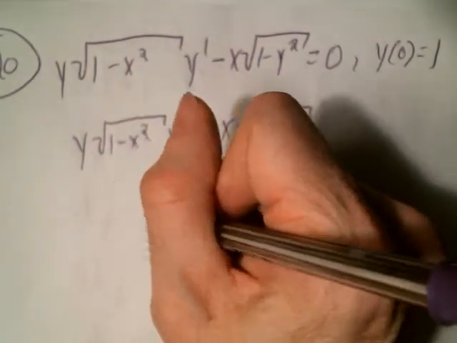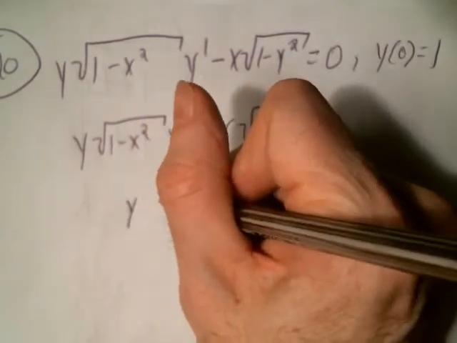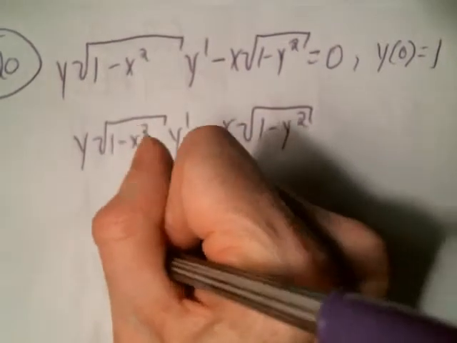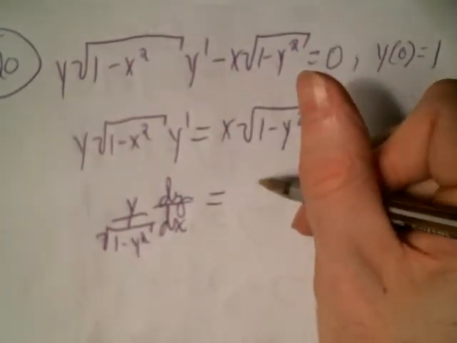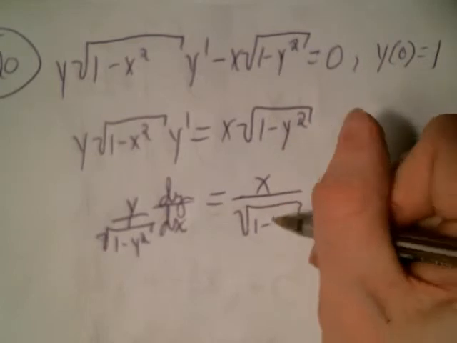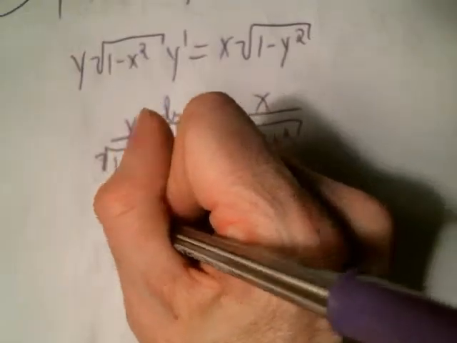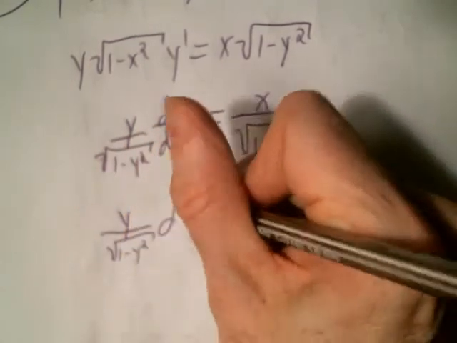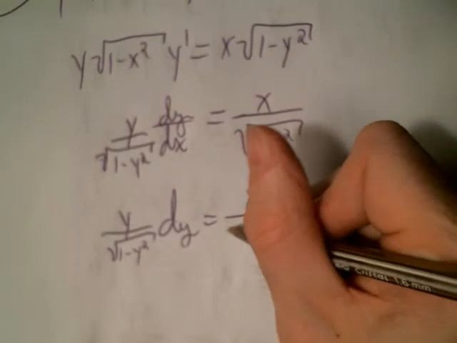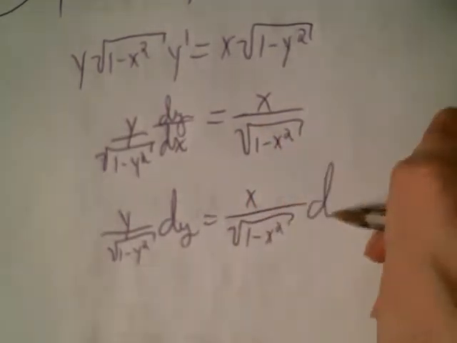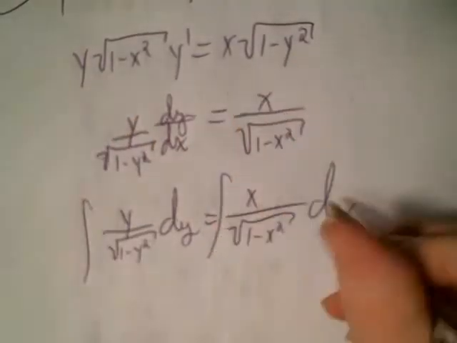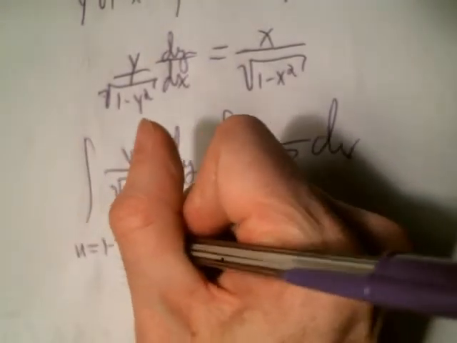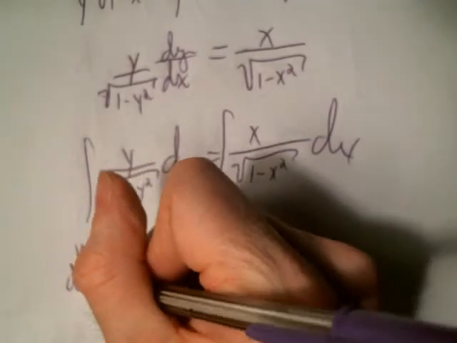Let's keep going. So I'll have y times dy over dx all over the square root of 1 minus y squared. On the other side, I have x over square root of 1 minus x squared. So y over that dy equals x over square root of dx. Integrate both sides. You need a u sub for the 1 minus y squared. On both sides, basically, it'll be the same kind of integral.